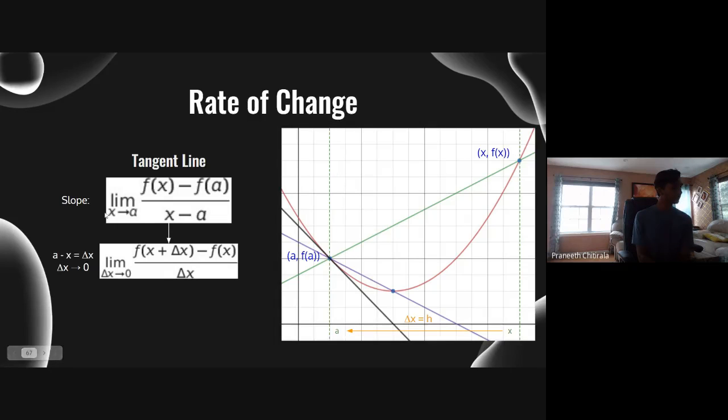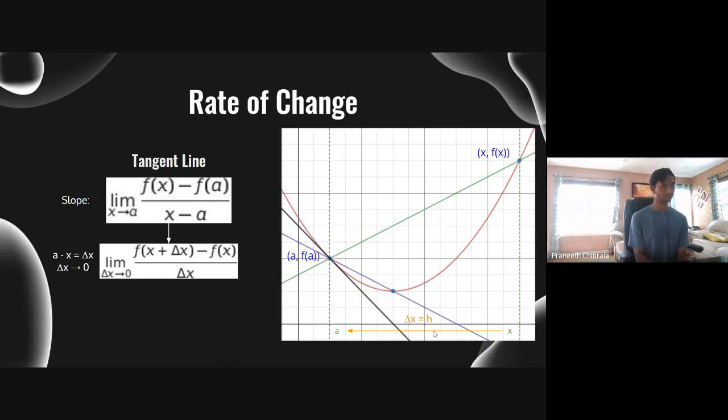And that would mean that if x approaches a, then the change in x approaches 0. So we just substitute that here, and this limit will become this new limit here: the limit as the change in x approaches 0 of f of x plus the change in x minus f of x over the change in x. So this is essentially the same slope, but we just manipulated it to include the change in x instead of just x minus a, which is still the same thing.